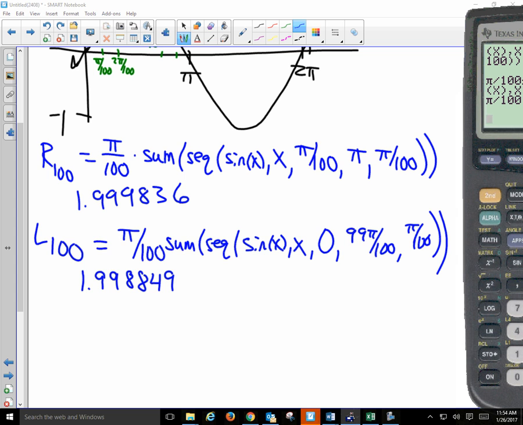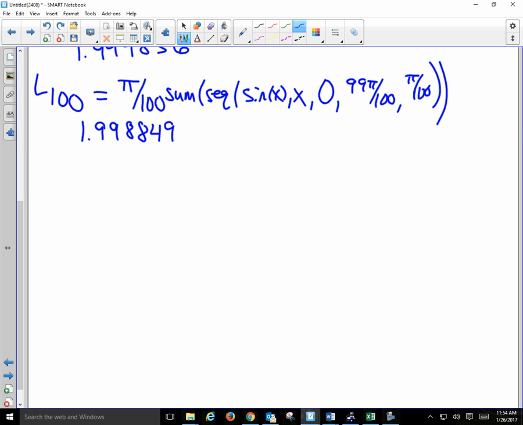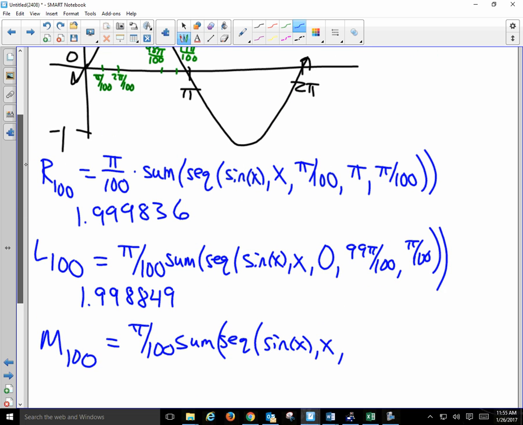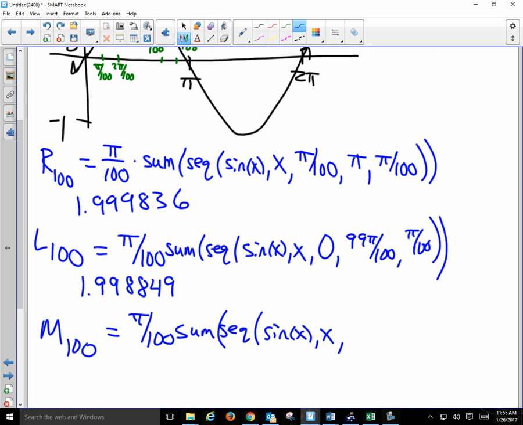And now is the most challenging one, which is our midpoint sum. So I'm going to write it out. We still have pi over 100 times the sum of the sequence of sine of x, given the value x. But now this is a little bit more challenging. We need to find our starting point. Halfway between 0 and pi over 100. Pi over 200.